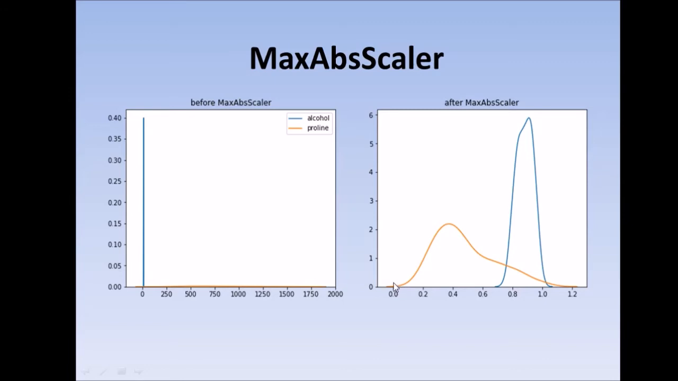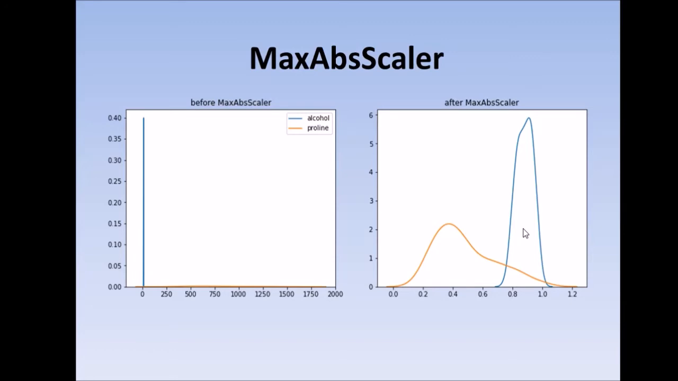For proline, it is going between 0 and 1, and for alcohol it is going between 0.7 and 1. Okay, so this is the distribution plot. Now, after applying MaxAbs Scaler on both of these, they are not on the same scale. They are on similar scales, but still different scales even after scaling. So this is not a good scaler to use, but you can try your luck when doing modeling, whether it works for your model or not.